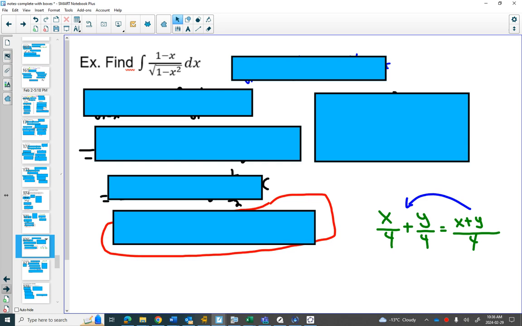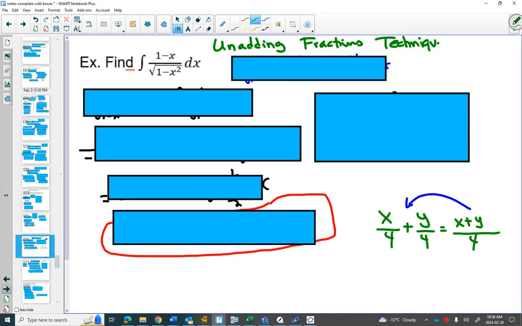So I'm going to, I don't think this is even a word, but I like it. We're going to make this up. I like making up words. The unadding fractions technique. The only word that I'm not sure is an actual word is unadding. Unadding seems like you should write subtracting, but it's not subtracting.